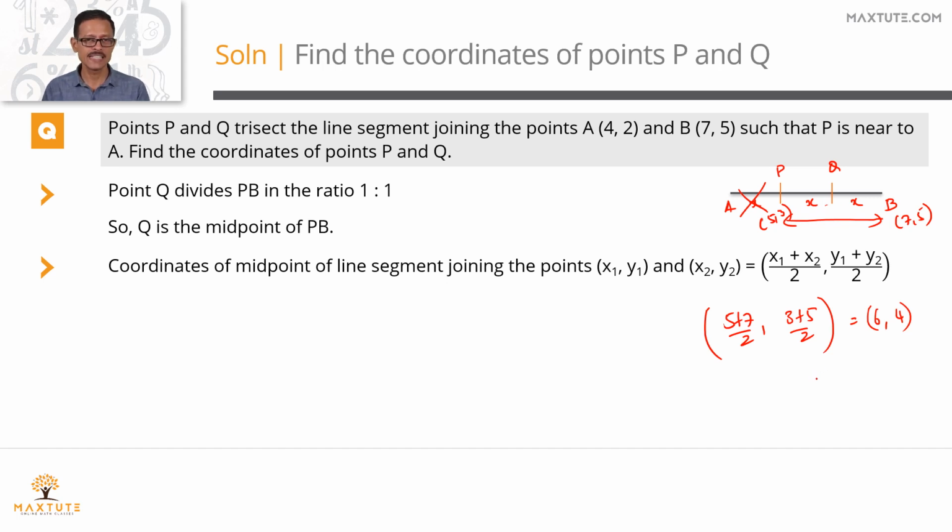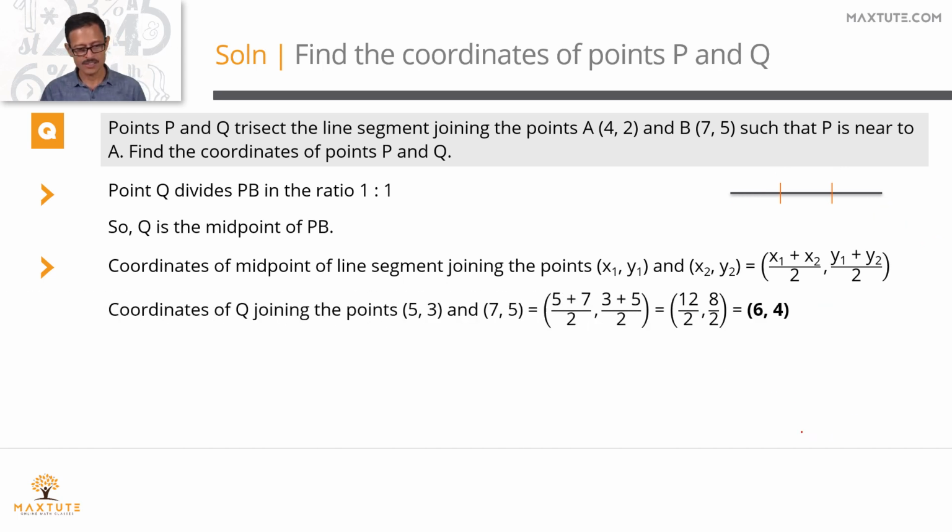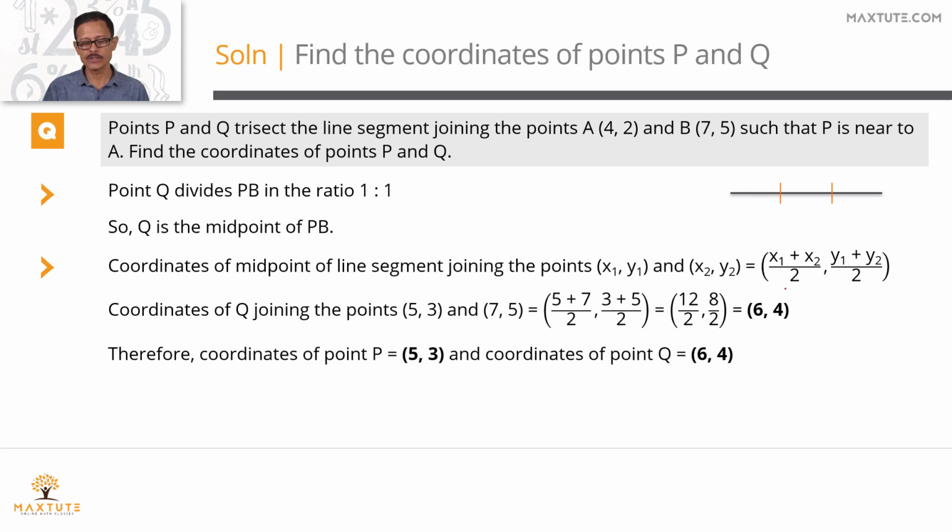Do we know the coordinates of P? Yes, we've computed it in the last slide. Do we know the coordinates of B? Already given in the question. Midpoint formula is a very simple formula to apply: (x1 plus x2) by 2, (y1 plus y2) by 2. Pick the points (x1, y1) as (5, 3), (x2, y2) as (7, 5). Plugged it in, got the answer as (6, 4). So coordinates of point P are (5, 3) and coordinates of point Q are (6, 4).